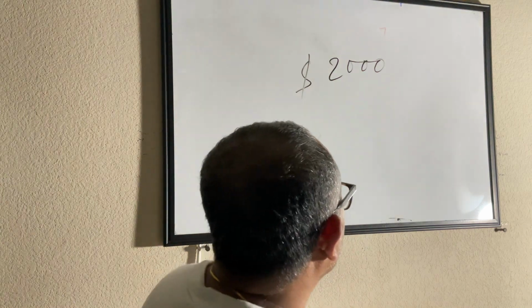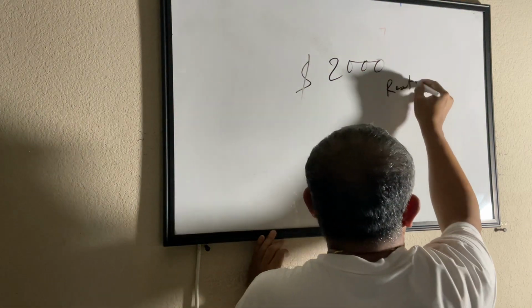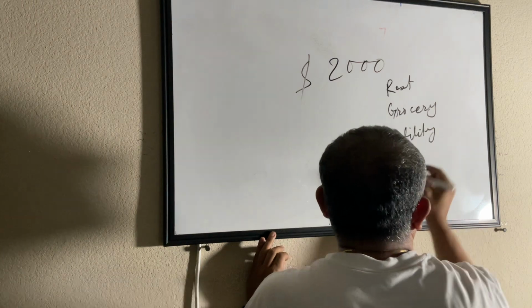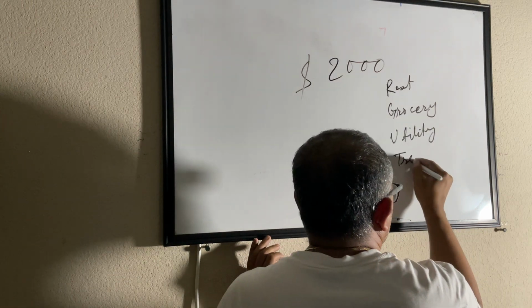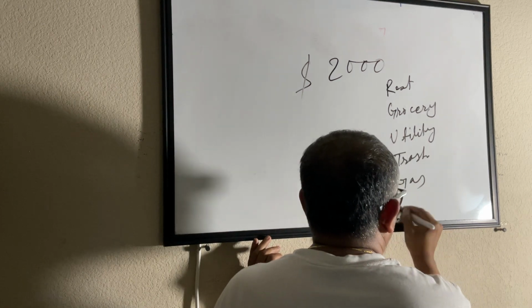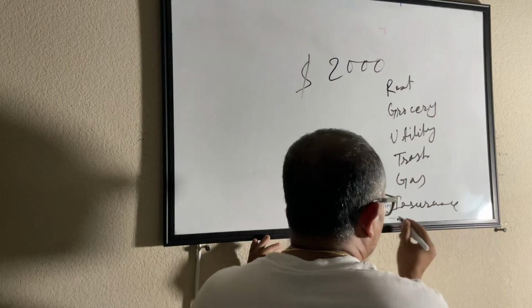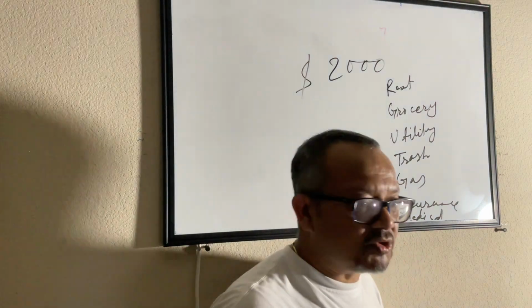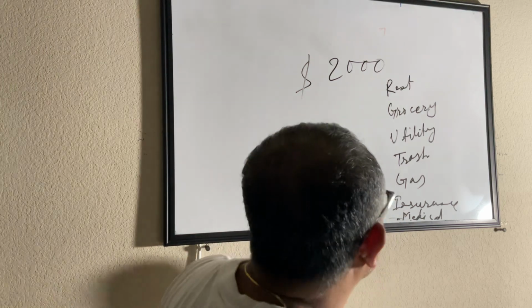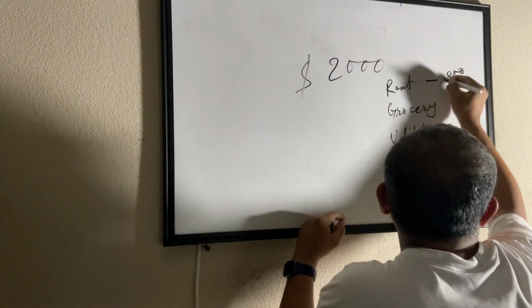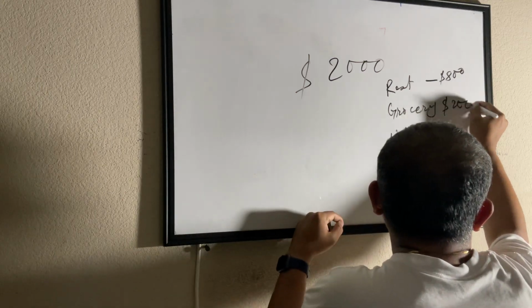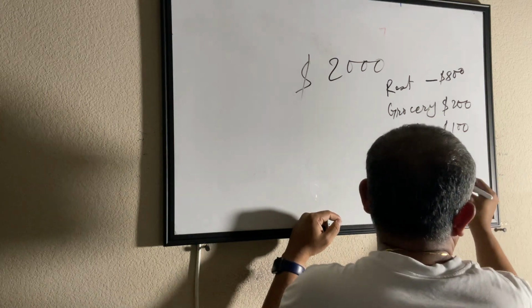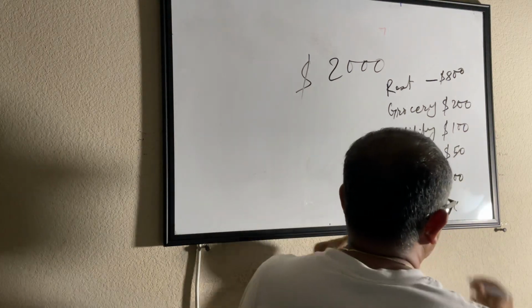Now I have to plan, okay, some money will go for rent, some money for grocery, some money for utility bill, some money for trash, some money for gas, some money for insurance, and some extra money for medical and other stuff. And obviously for going out, watching movies, whatnot. Okay. So let's say out of $2,000, rent I'm paying let's say $800. Grocery, let's say $200. Utility bill, $100. Trash, I have to pay $50. Gas, almost $100. Insurance, $200.